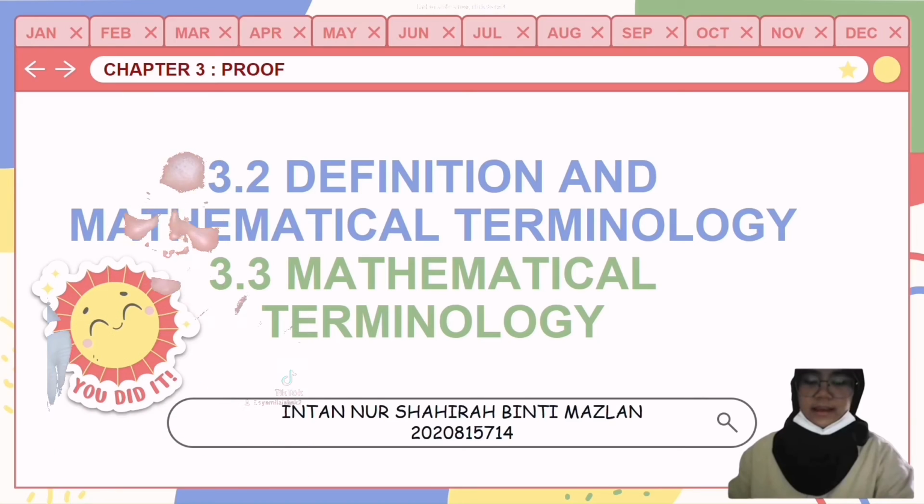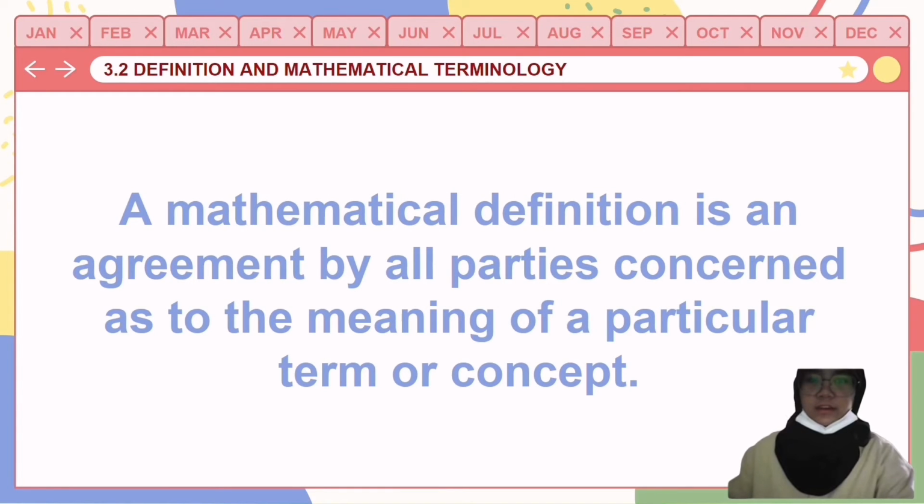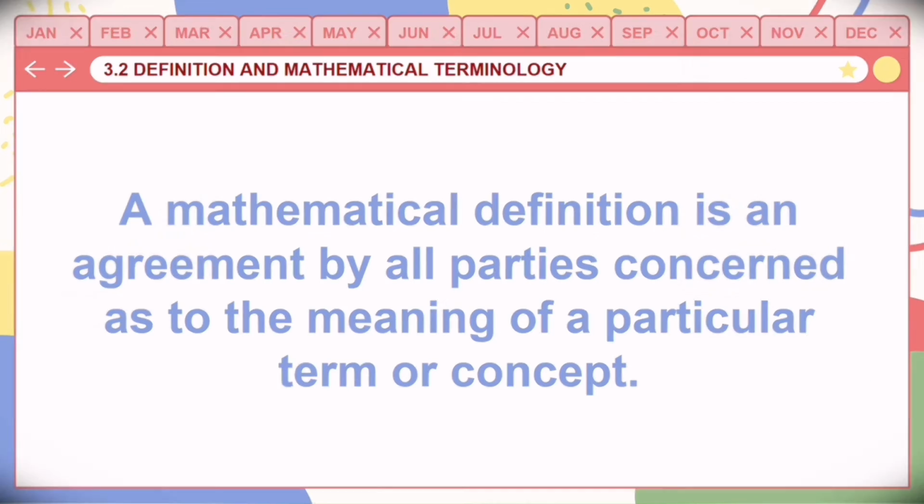Thank you. Hi, I'm intern Shaira binti Mazlan, ID number 2020-815714. Chapter 3, Proof 3.2 and 3.3. Definition and mathematical terminology. A mathematical definition is an agreement by all parties concerned as to the meaning of a particular term or concept.